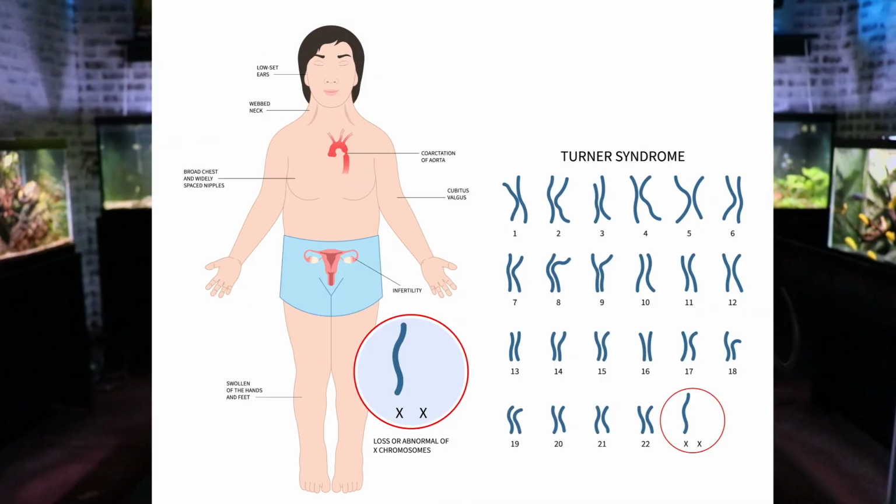result. And here's what can happen if you have a non-disjunction when there are two X's and you only wind up with one instead. Again, that results in Turner syndrome, and you can see that there are a number of phenotypic changes that happen as a result of only having one X chromosome.